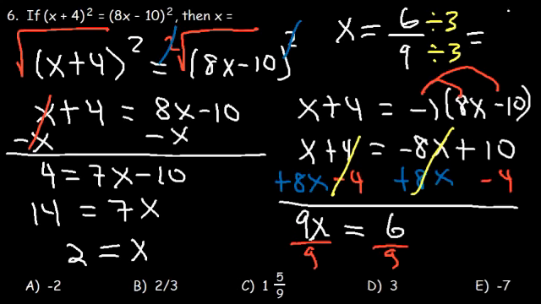6 divided by 3 is 2. 9 divided by 3 is 3. So x is therefore equal to 2 over 3, or 2/3. So B is the right answer for this problem. But let's check it. Let's prove that this value is indeed the right answer.